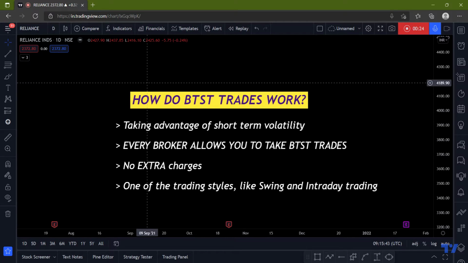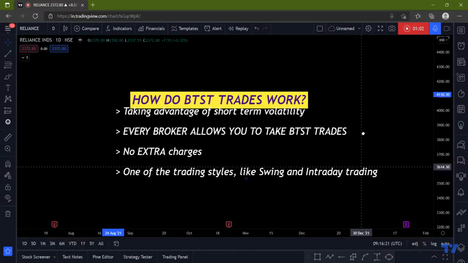Before that, I would like to clarify that every broker allows you to take BTST trades. That was the single biggest doubt that every one of you had, and there are no extra charges. Whatever you're paying for delivery trades, the same charges you incur in BTST trades. It is just one of the trading styles like swing trading and intraday trading. So it's nothing special. It is just one of the styles that many traders prefer while trading. And all the BTST traders just try to take advantage of the short term volatility that the market gives them.